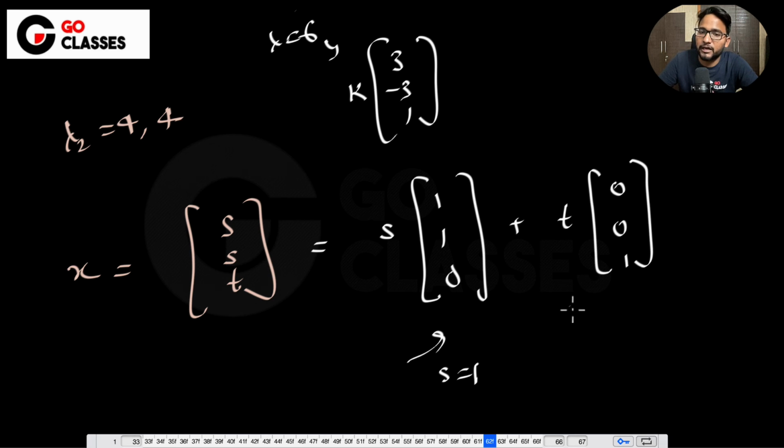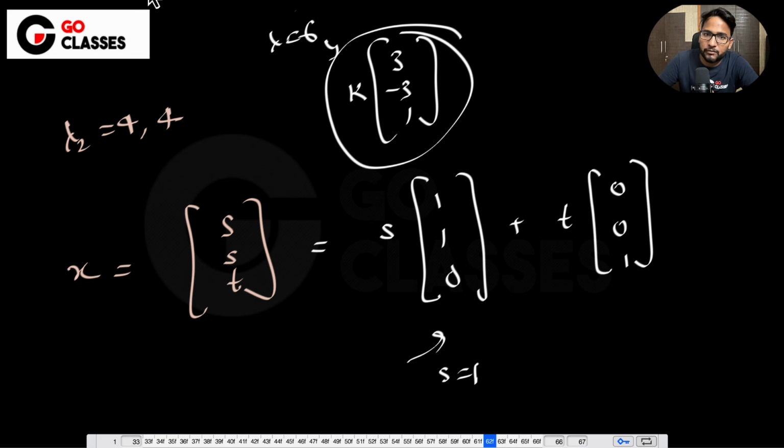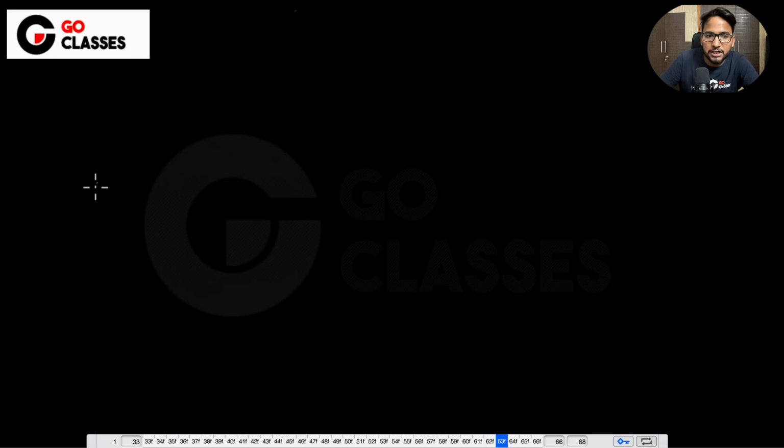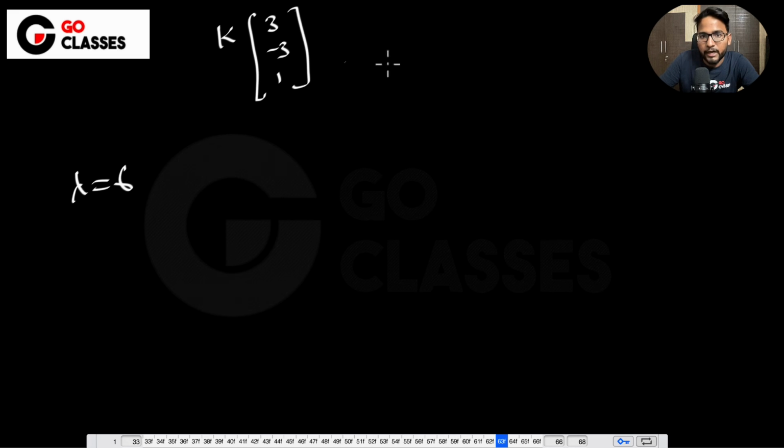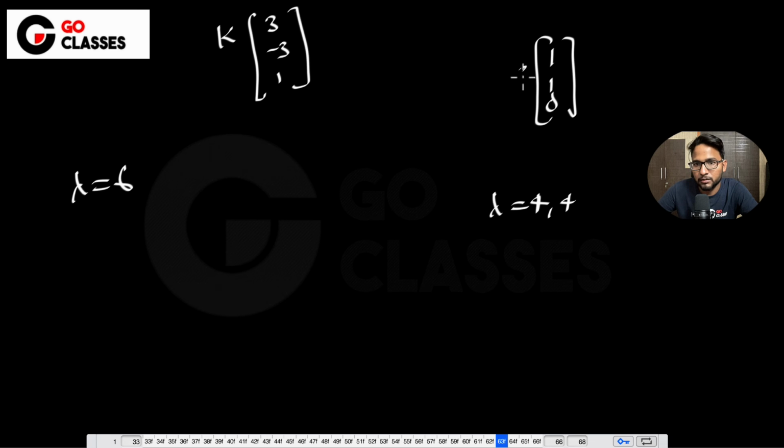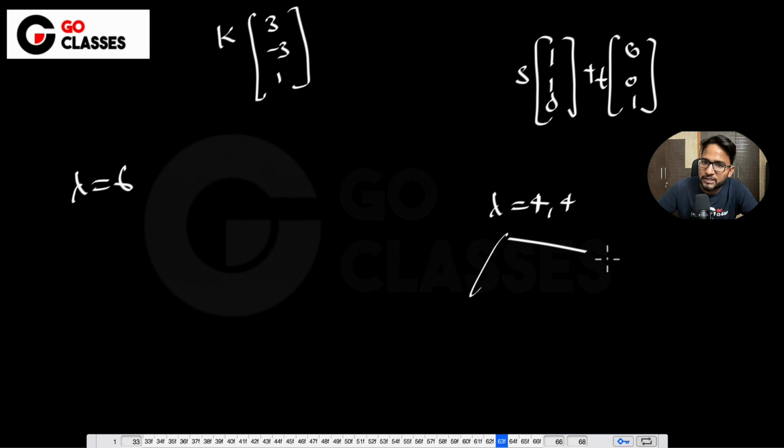You can multiply by k here. You can pick any eigenvector from here. Maybe I can go to the next page. See, for lambda equal to 6, you got k times 3, minus 3, 1, and for lambda equal to 4, 4, you got s, s, t, which means you got 1, 1, 0 plus 0, 0, 1. You got these two eigenvectors. Now you pick any eigenvector corresponding to lambda equal to 4.